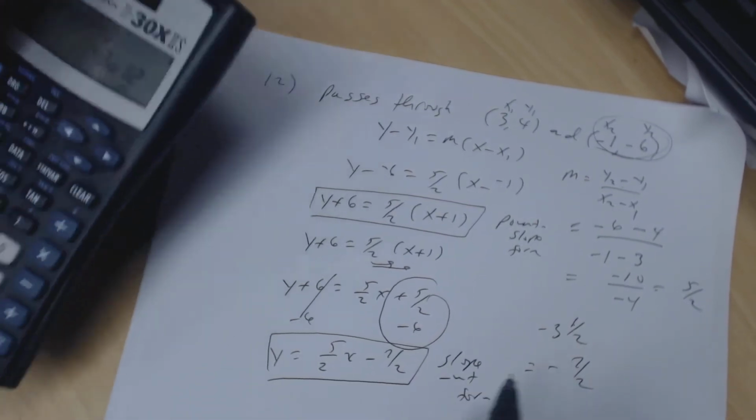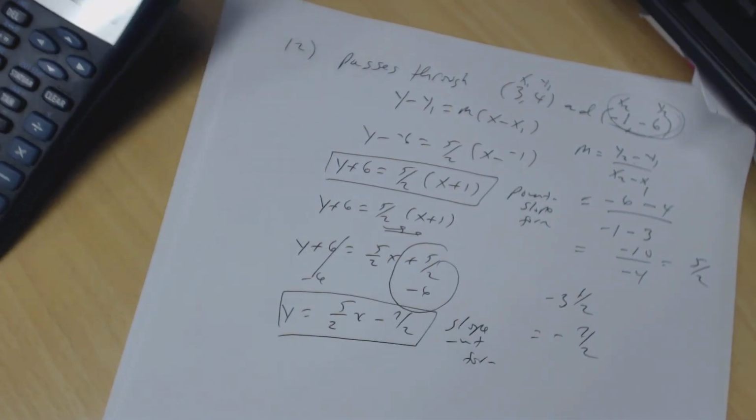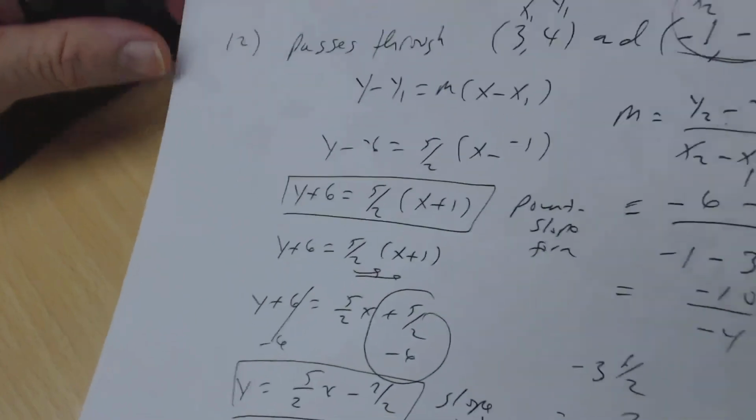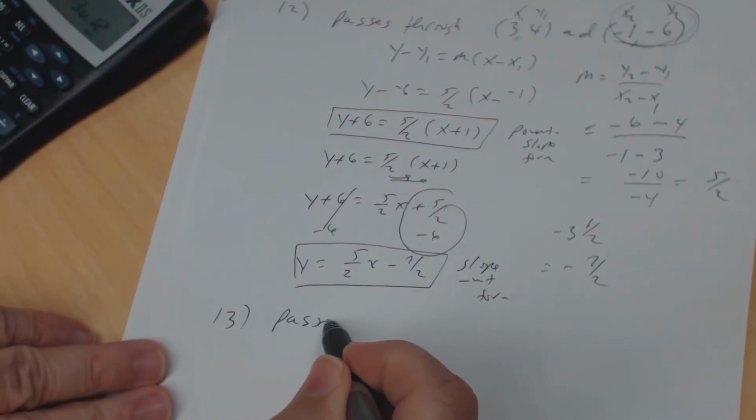So that's the equation of the line that goes through these 2 points. Okay? All right, let's do one more with this. So let's suppose we had this. Passes through.